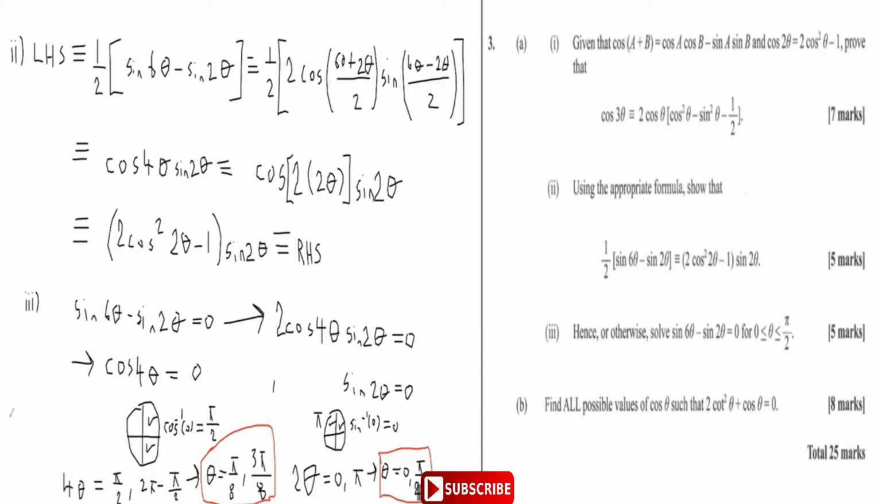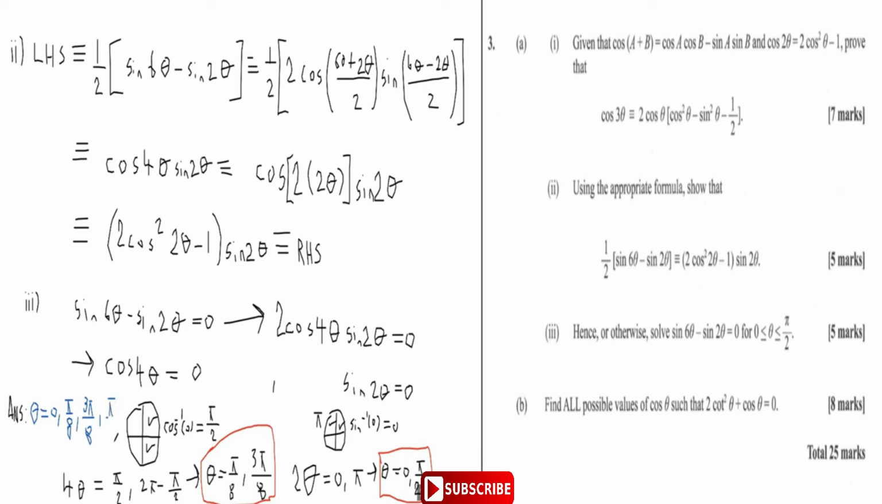I'll put the answer over here. So this is the final answer. Just to put it right here, let me put it in a different color. The final answer is theta is working out to be 0, or theta can be pi by 8, or theta can be 3 pi by 8, or theta can be pi by 2. This is the final answer.